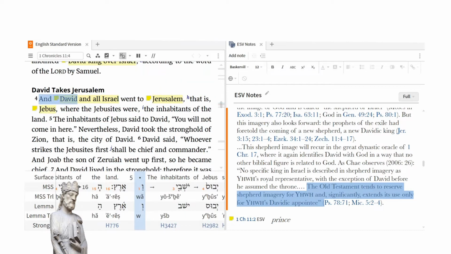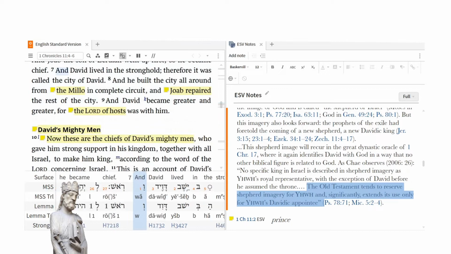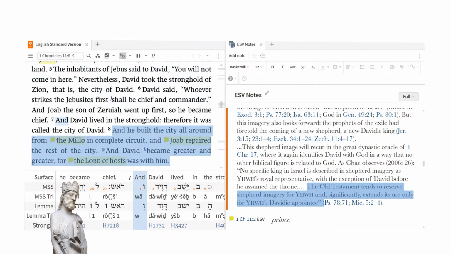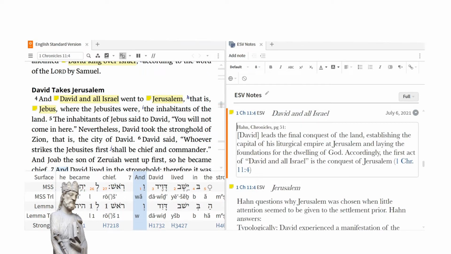Picking up at verse 4, and David and all Israel went to Jerusalem, that is Jebus, where the Jebusites were, the inhabitants of the land. And they say, nuh-uh. David says, uh-huh. They take the city. And here it talks about Joab, who is given preeminence because he basically took the city, or he's kind of the first one over the wall, so to speak. And it deals here with them rebuilding the city. And we'll pick up on some of this imagery. But here, noting on David and all of Israel, Scott Hahn makes the point that the conquest here of Jerusalem, the first act of David and all of Israel, is them taking Jerusalem.